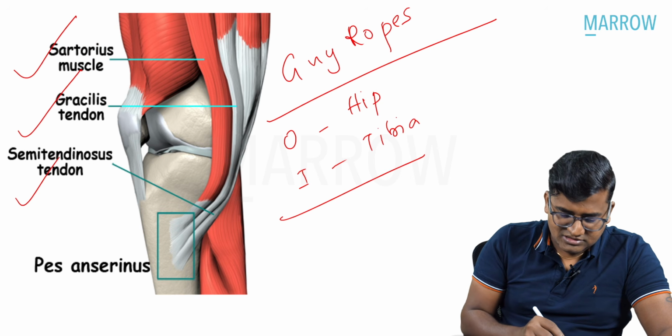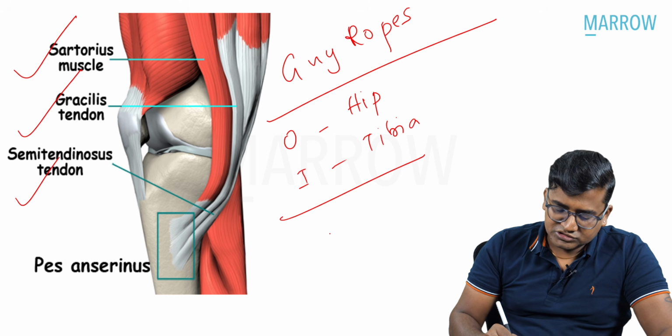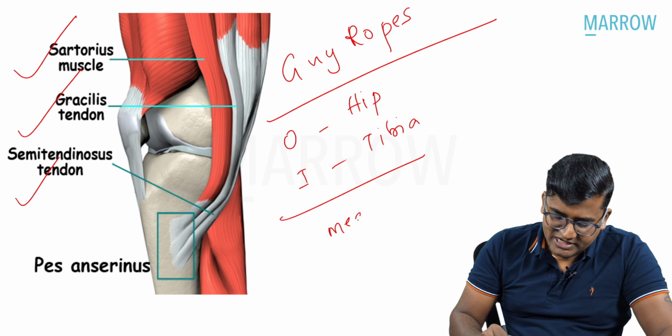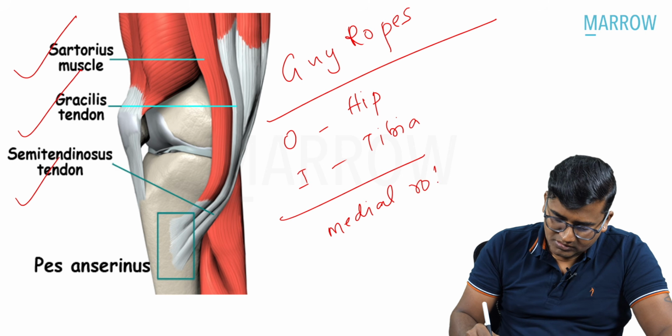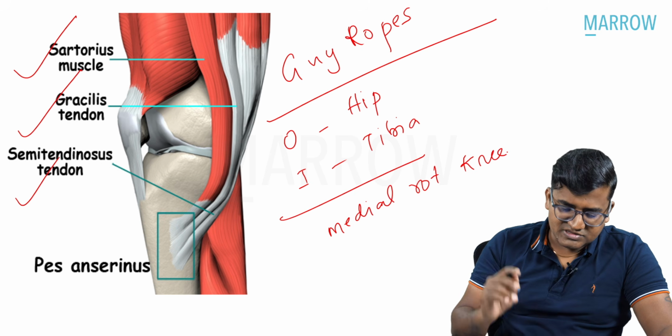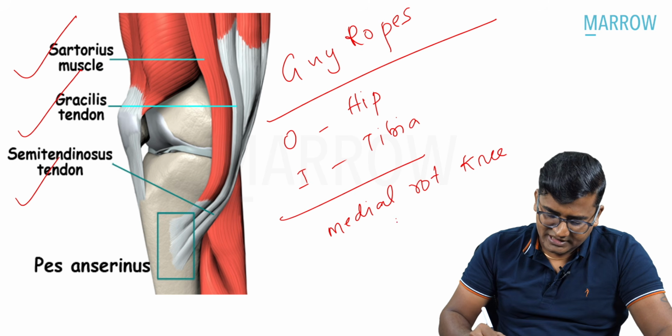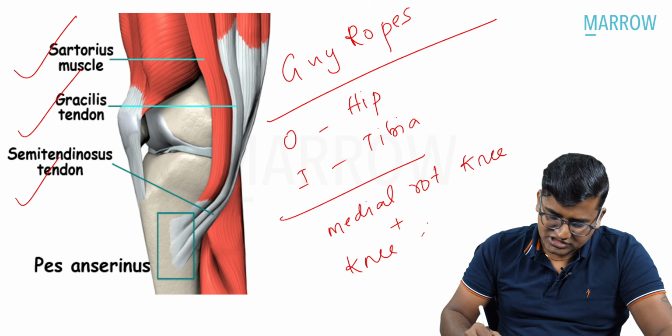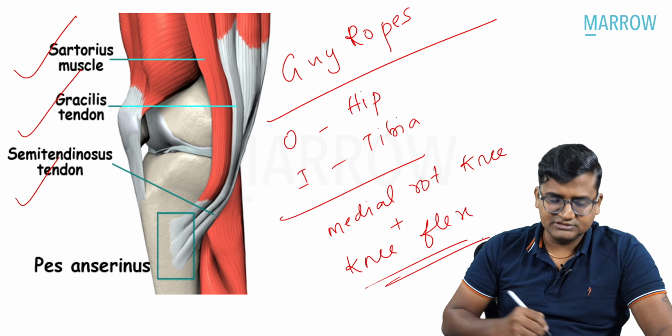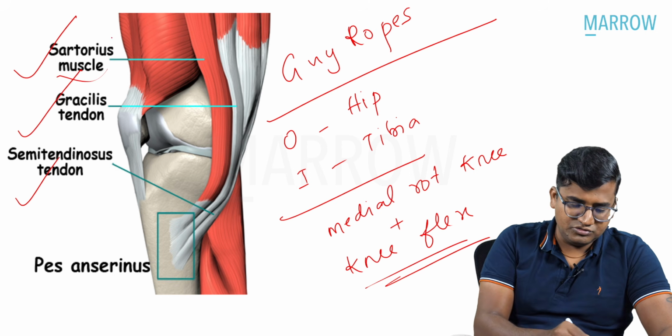Now, these 3 muscles attach to the medial surface of the tibia. So, they do the medial rotation of the knee, and this muscle, slightly on the back side, does mild knee flexion. The sartorius muscle will do that.